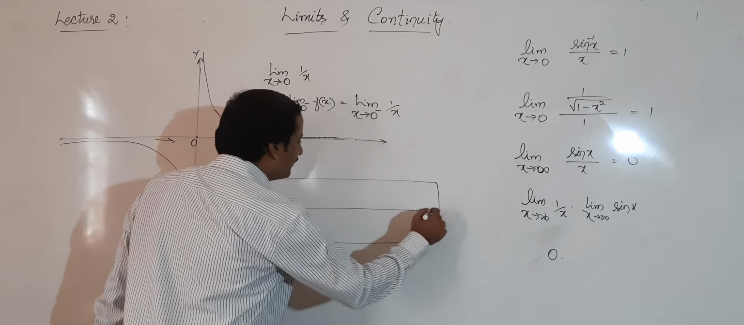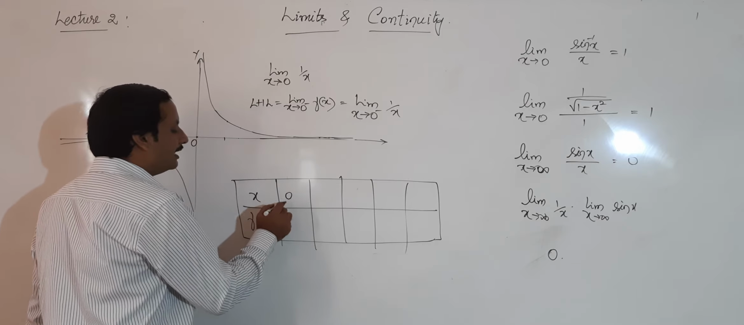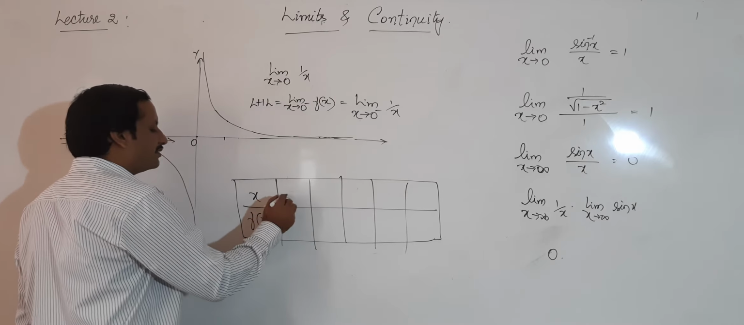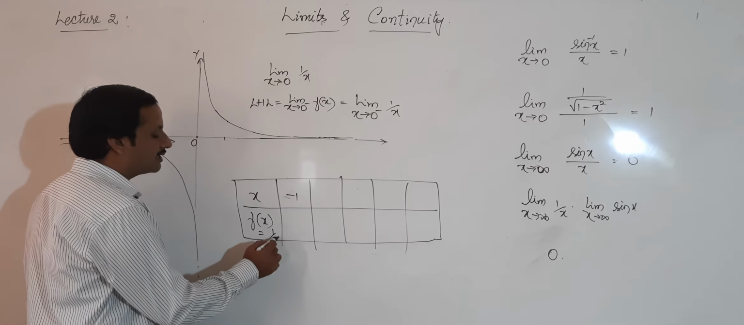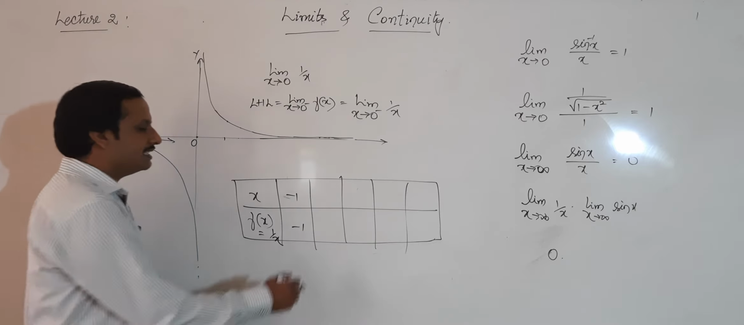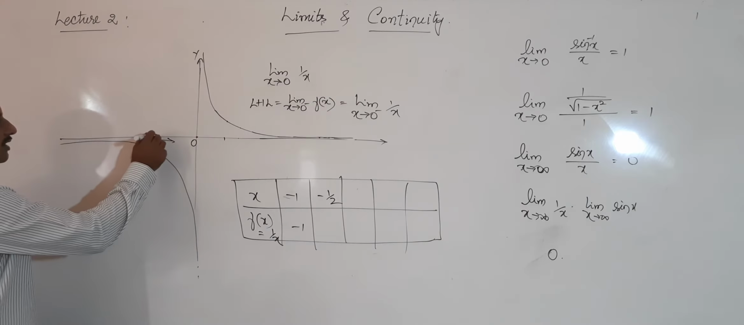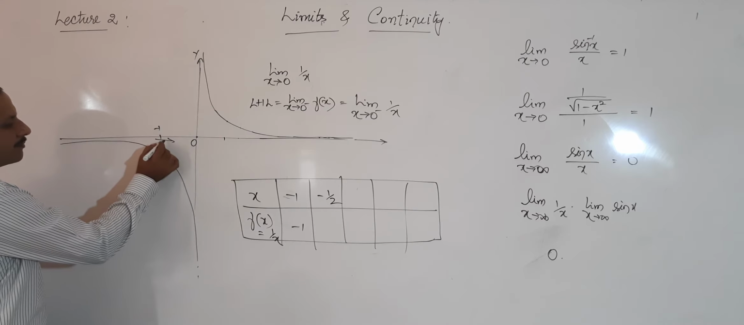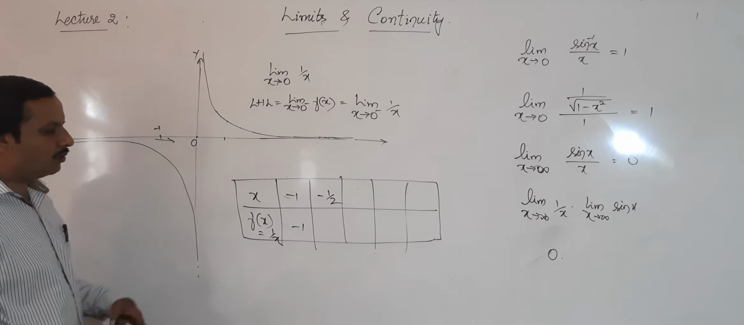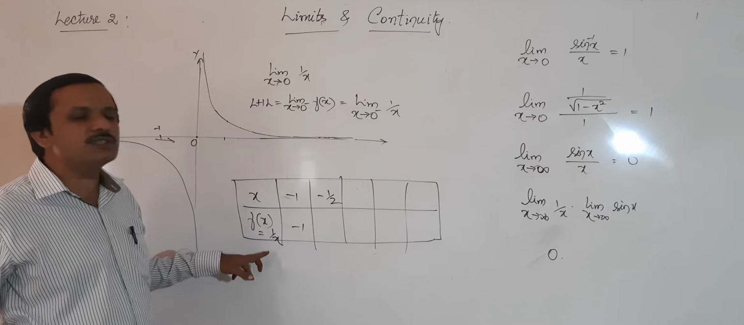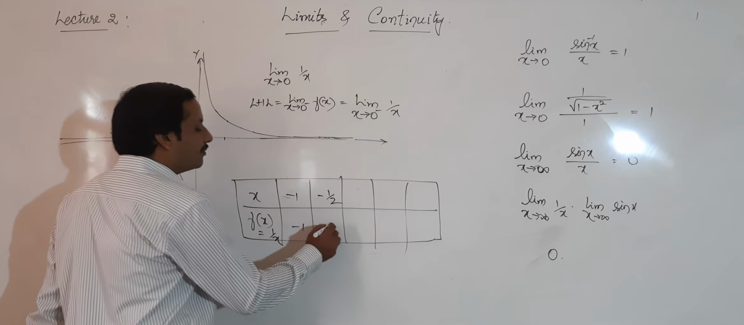I will take initially x as minus 1, from left side. When x is minus 1, f of x is equal to 1 by x, that is minus 1. I am bringing x closer and closer to 0 from left side. So when x is minus 1 by 2, what happens to f of x? F of x is 1 by x, which is the reciprocal of x. So this will become minus 2.